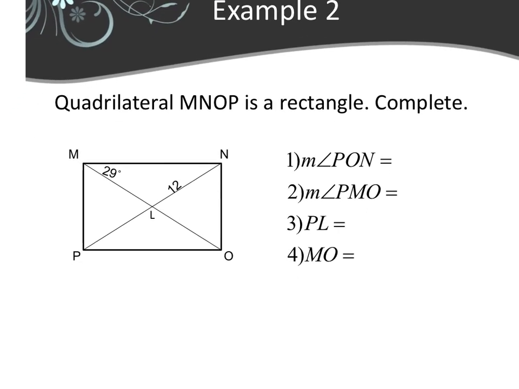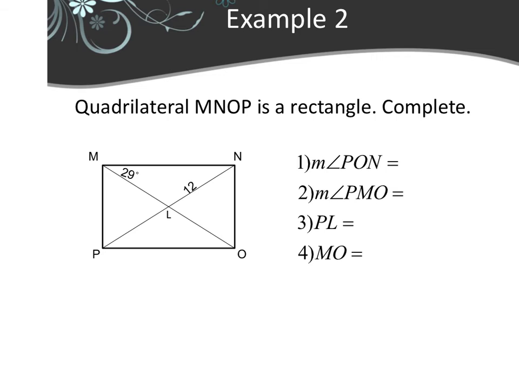It says quadrilateral MNOP is a rectangle. So this tells me that opposite sides are congruent because it's also a parallelogram. I also know my diagonals are congruent. So it's telling me that if this little piece here is 12, then this piece is 12, this piece is 12, and so is this one. I also know that a rectangle has 4 right angles.